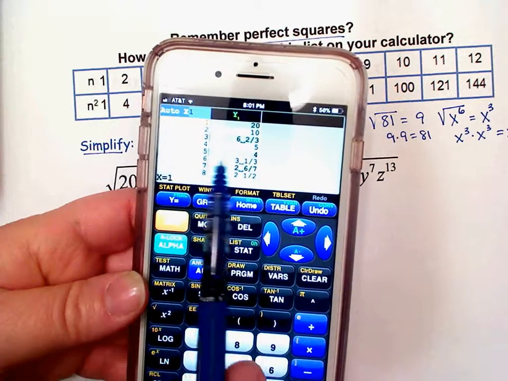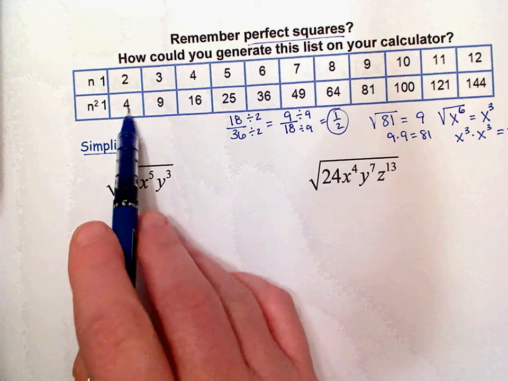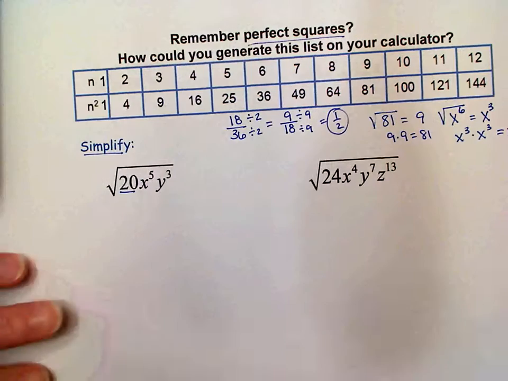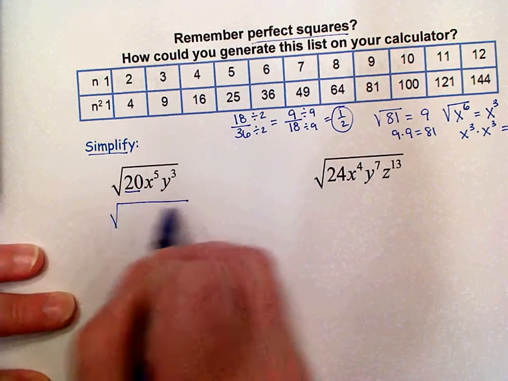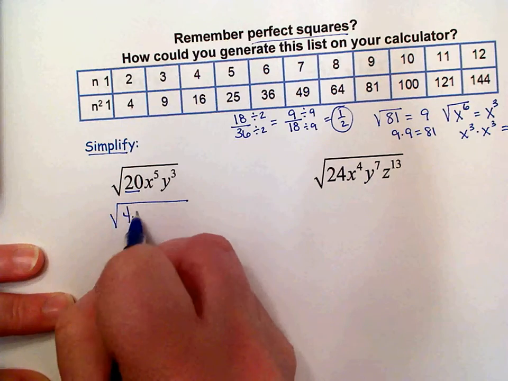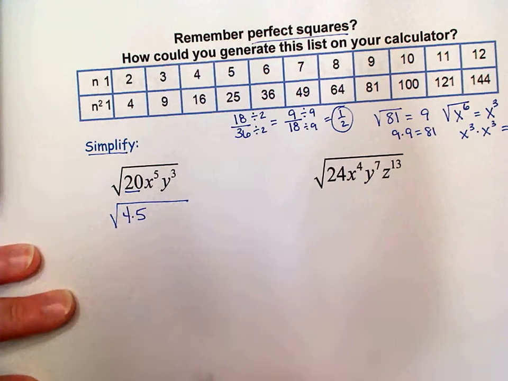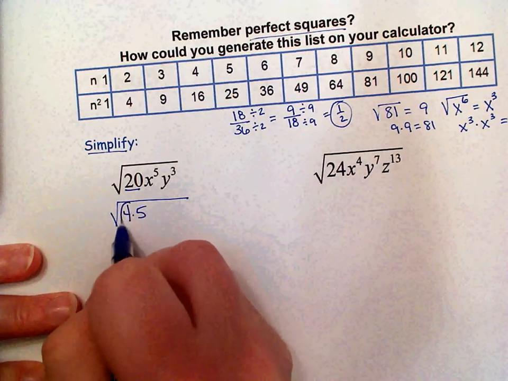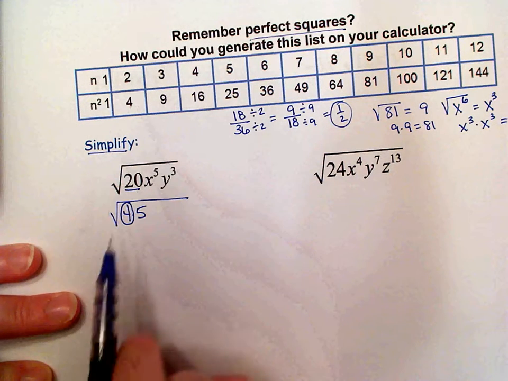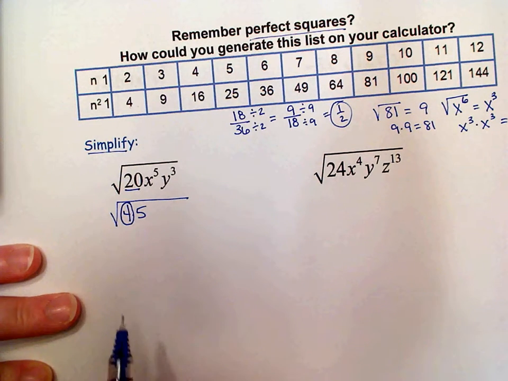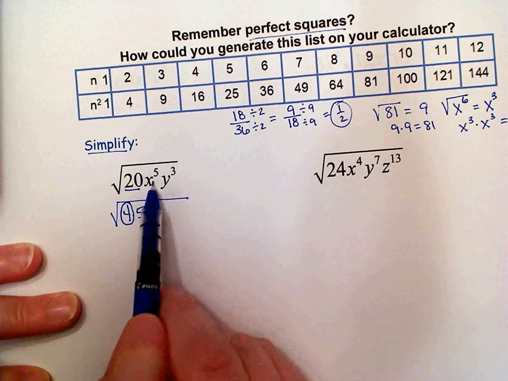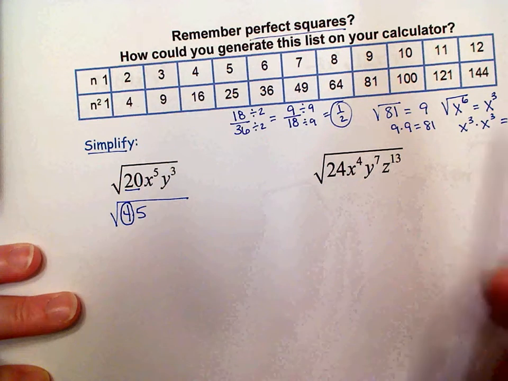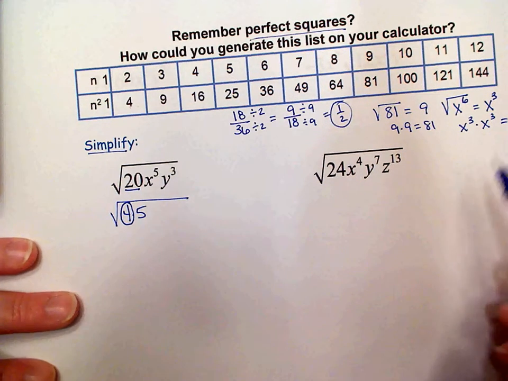4 times 5 is great because 4 is a perfect square. So I'm going to break down underneath the radical the 20 into 4 times 5. The reason I did that is because 4 is a perfect square, and so I can take the square root of it. With the variables, you want the exponents to be even. Only even exponents are perfect squares.